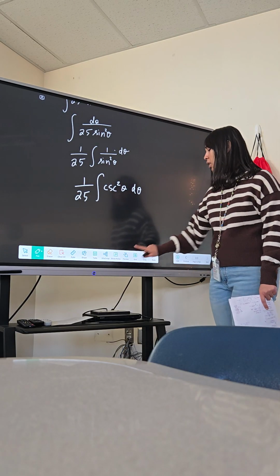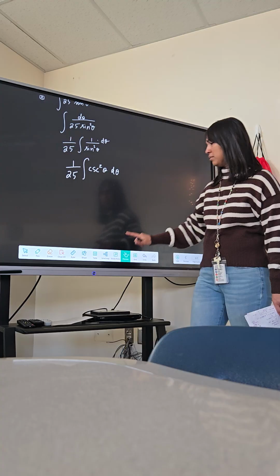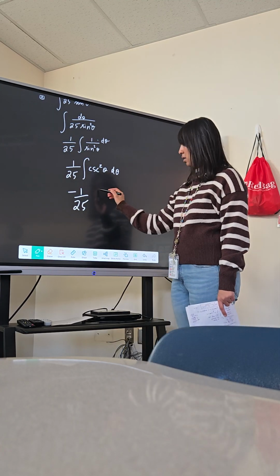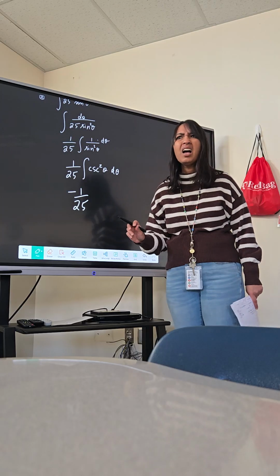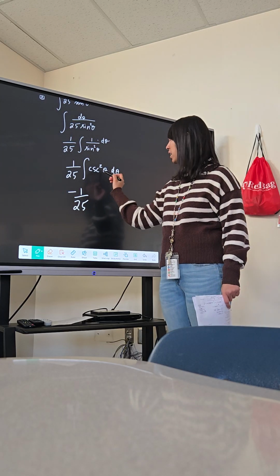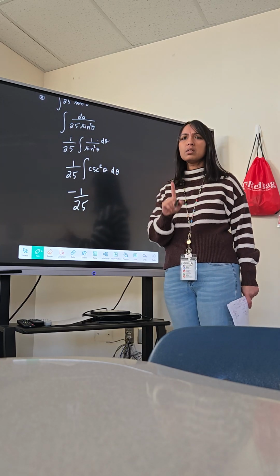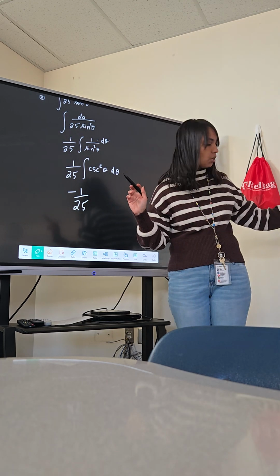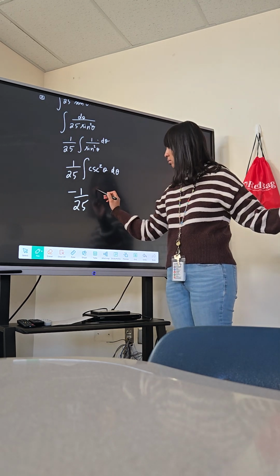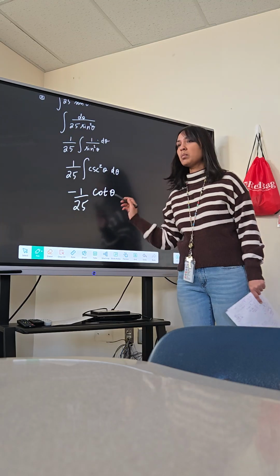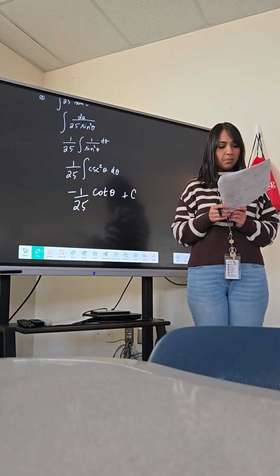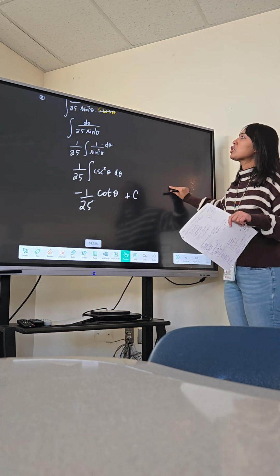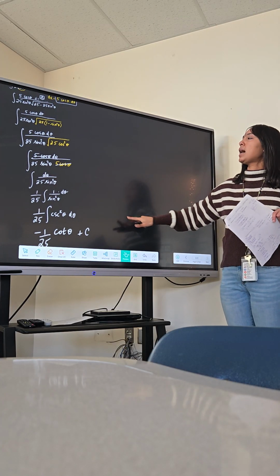What's the antiderivative of cosecant squared theta? Negative 1 over a? We don't have an a for theta here, it's just 1. Just cotangent, right? Cotangent theta plus C, obviously. But our problem was actually in what alphabet?